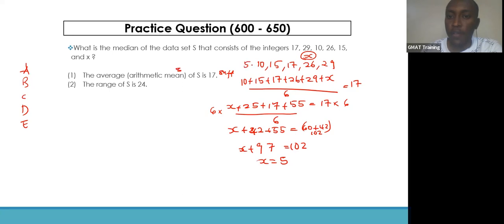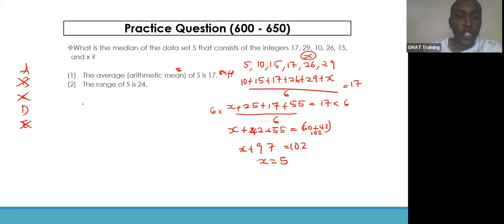Arrange it back, with 5 on the left-hand side, and find the middle value, that is 15 plus 17 divided by 2. That should be our median. And therefore, if statement 1 is sufficient, B, C, and E are out. Let's try the second statement. The range of S is 24.